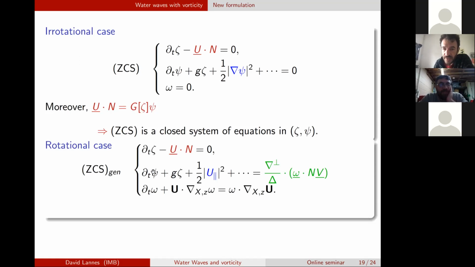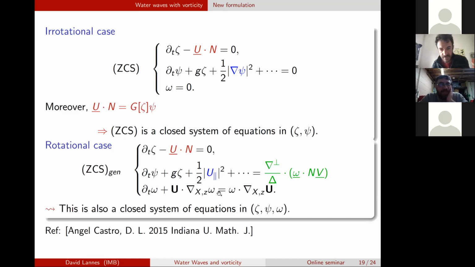Okay, so you obtain this equation, which is a generalization of this one, in particular you have this green term here. And of course, omega is not 0, you have omega, which is given by the vorticity equation that we have seen before. And what you can prove, and this is something we did with Angel Castro a few years ago, is that this is also a closed system of equations in zeta, psi, omega. Meaning that if you know zeta, psi, and the vorticity omega, you are able to rebuild all the velocity field in the fluid domain.